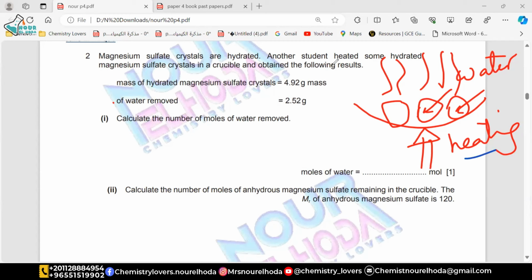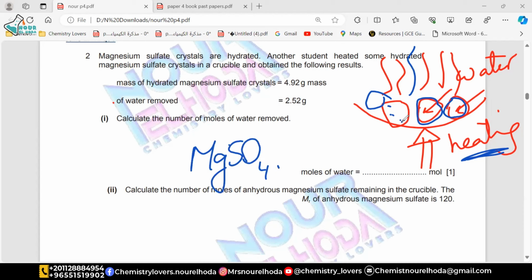So this is magnesium sulfate. Once I have this salt, magnesium sulfate, it already contains water of crystallization, so I start heating it. What will happen? All the water will evaporate, and all the salt will remain. What will happen next? I need to know what X is. Let's say this was magnesium sulfate dot X water.